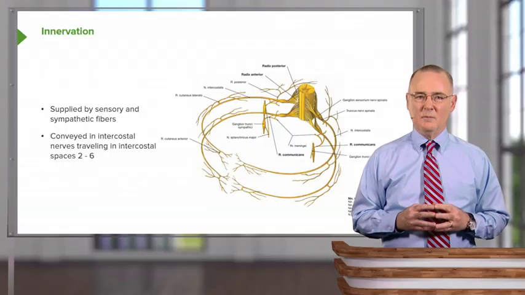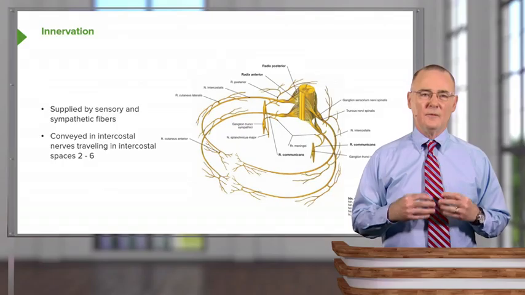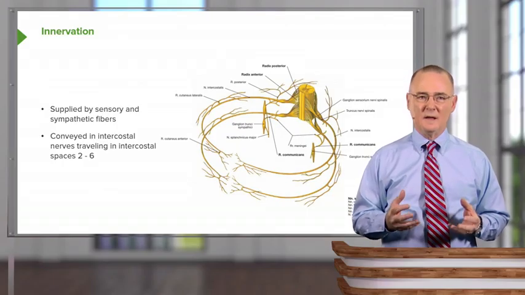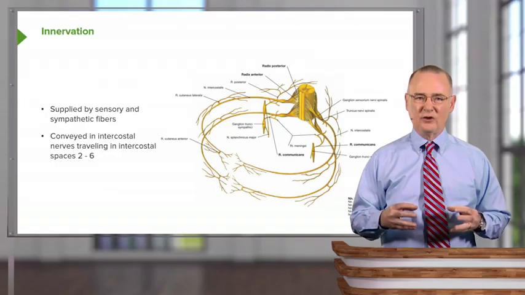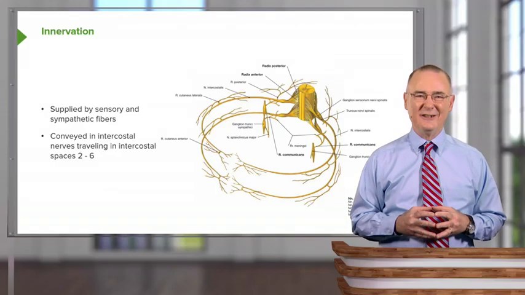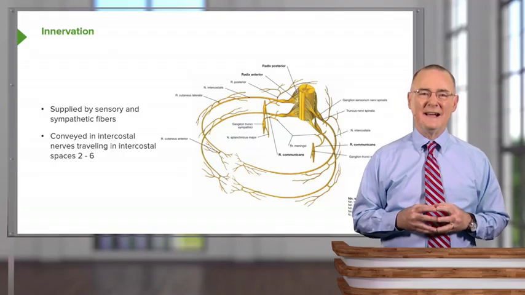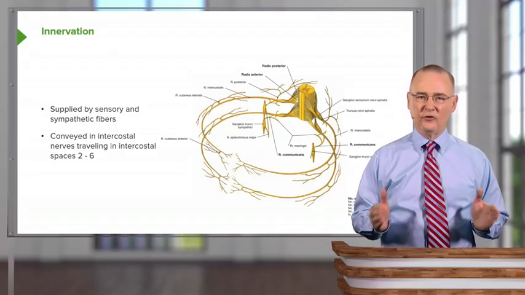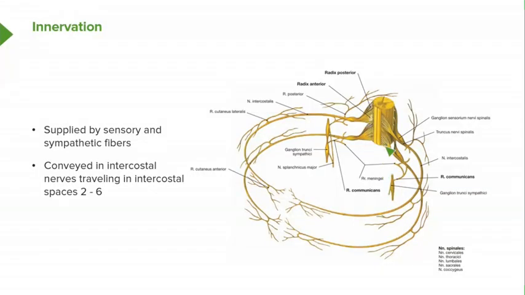Innervation to the breast is supplied by sensory and sympathetic fibers that are conveyed in intercostal nerves that travel in intercostal spaces 2 through 6. In this particular illustration, we have our spinal cord. We have a typical spinal nerve, and then we have our typical spinal nerve branching into an anterior ramus. And when these anterior rami are associated with the intercostal spaces, these become intercostal nerves.